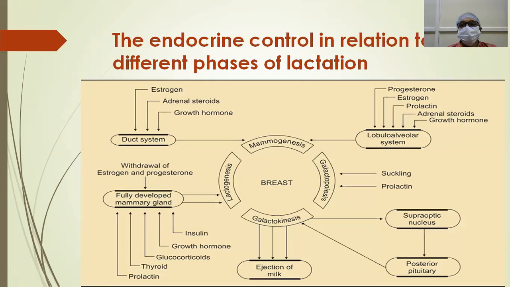So let's look. During mammogenesis, both the duct system and the lobulo-alveolar system act. The hormones acting on the duct system are estrogen, growth hormone, and adrenal steroids. On the lobulo-alveolar system development, progesterone, estrogen, prolactin, adrenal steroids and growth hormone act. All these factors influence mammogenesis, that is the preparation of the breast. So next comes lactogenesis.